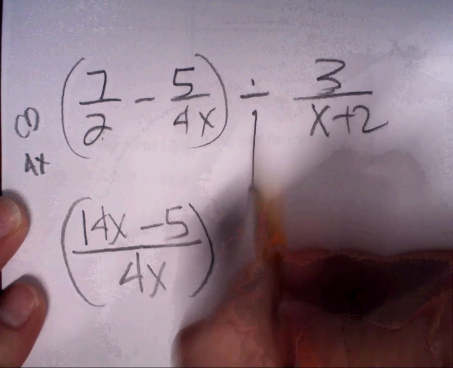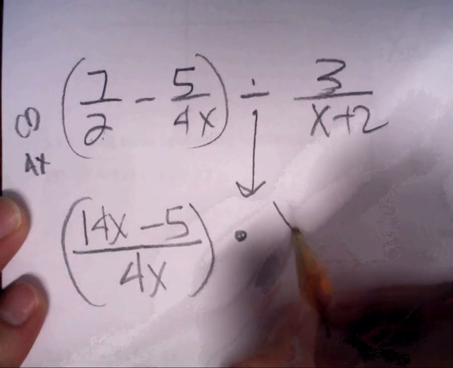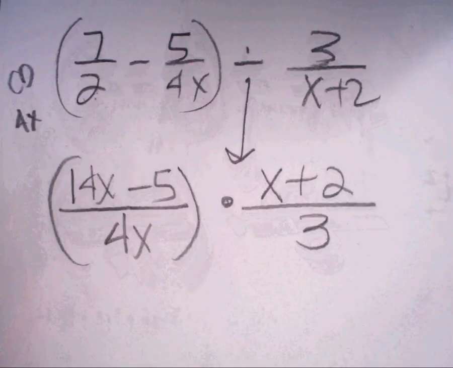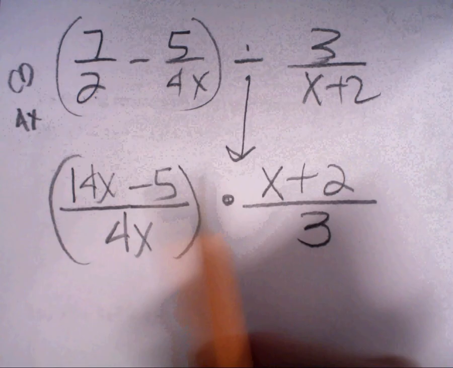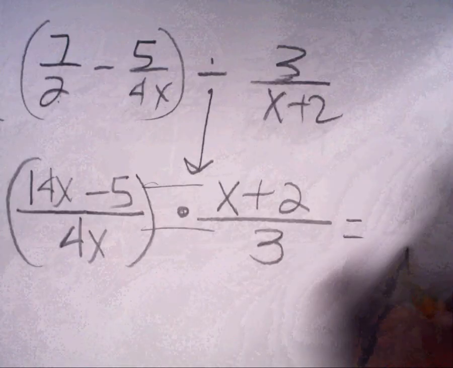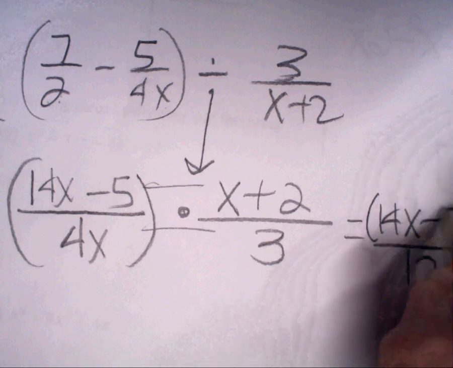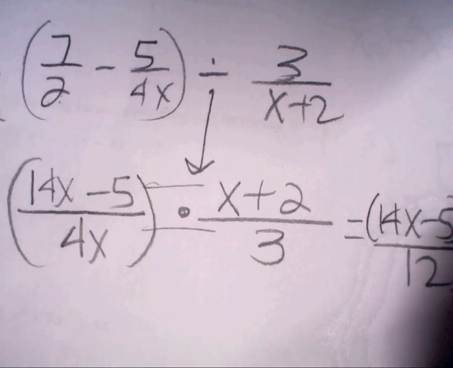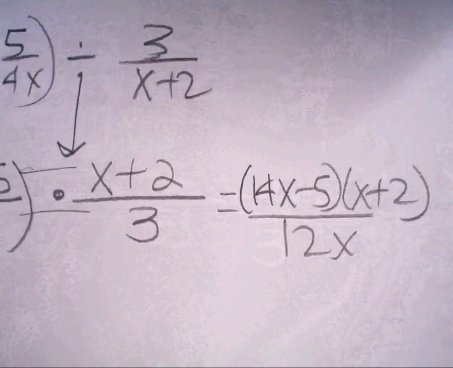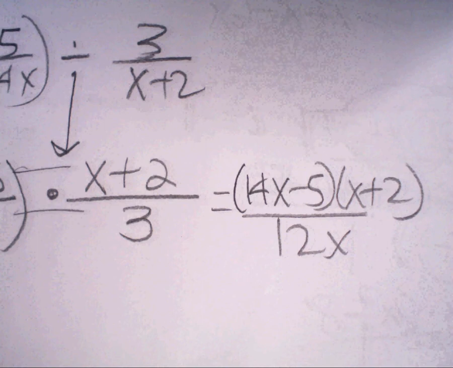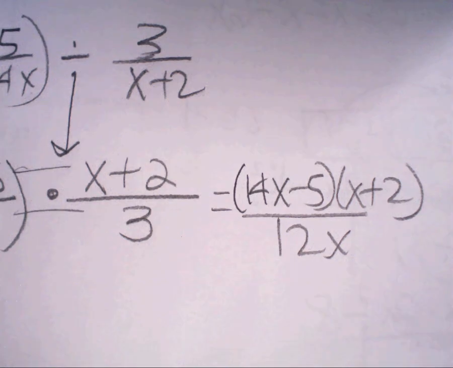I also want to go ahead and take this down, make it a multiplication. Remember our little rap video we watched? So now what we have is we are going to multiply straight across. So this is 12x. On top, I get 14x minus 5 times x plus 2. And honestly, I'm okay with you leaving that. If you really wanted to multiply that out, you could, but you do not have to.